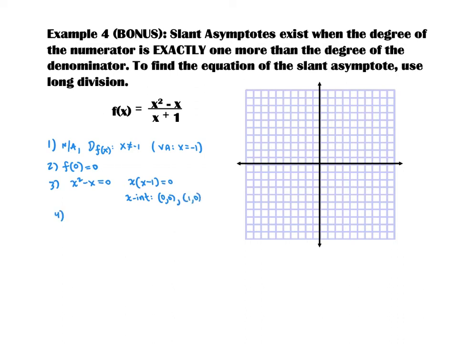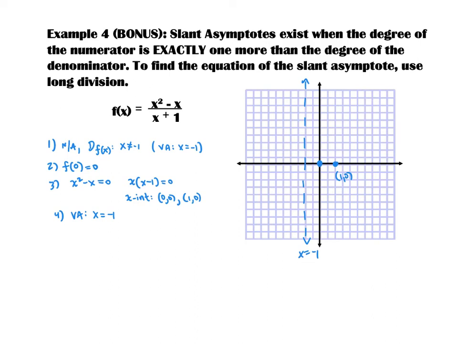Okay, number 4. Find the zeros of the denominator. I already did it. I got a vertical asymptote at x equals -1. Okay, so I'm going to plot that. Okay, I got a y-intercept at (0, 0). I got an x-intercept at (1, 0). Okay, that's (1, 0).